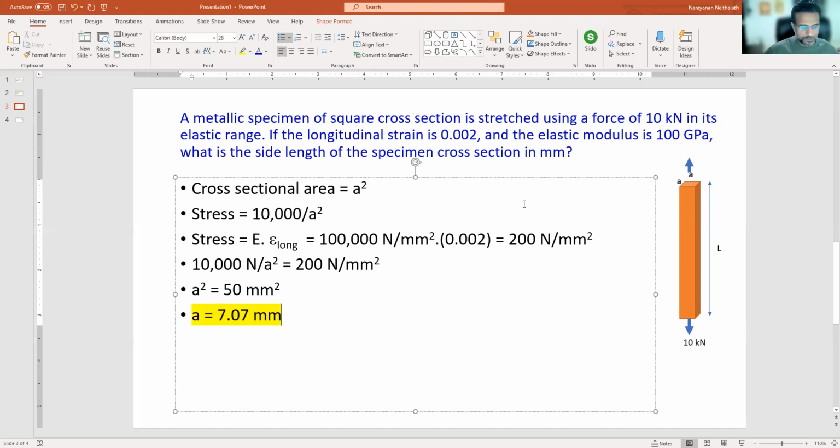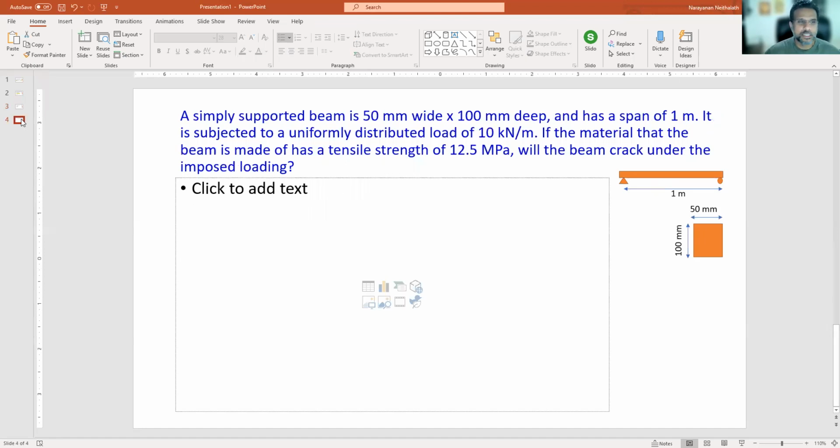That is how you calculate the side length of this prismatic specimen. Okay, so I'm hoping that you're able to understand these simple problems. Please work out such problems. Look at the worked out examples. Look at lots of example problems that you can see in several books. Create your own problems. It'll be easy to do.